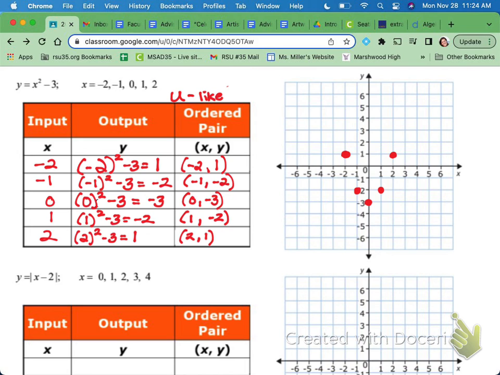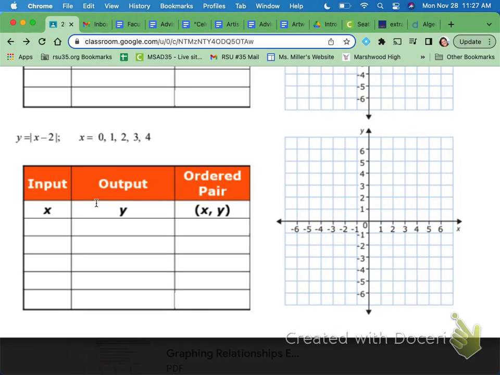All right, everybody's got that one down. Do the last one. Ooh, absolute value. So for our absolute value, we've got inputs of 0, 1, 2, 3, 4. Here we go. Let's input it and evaluate.